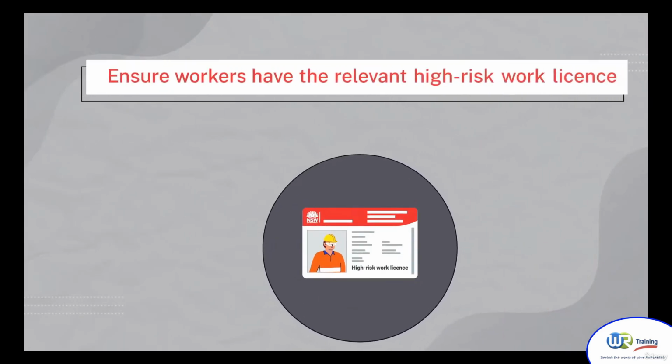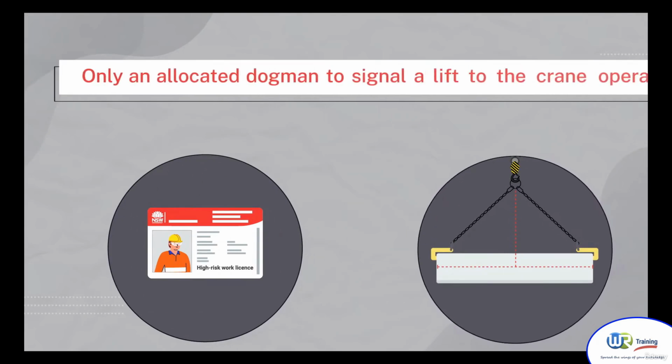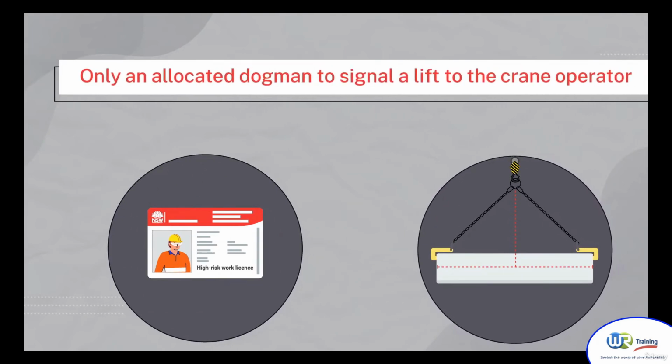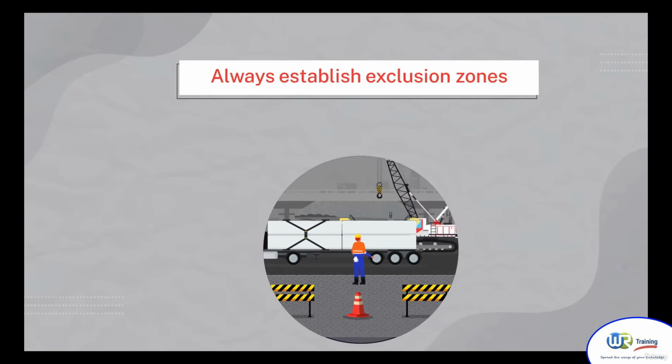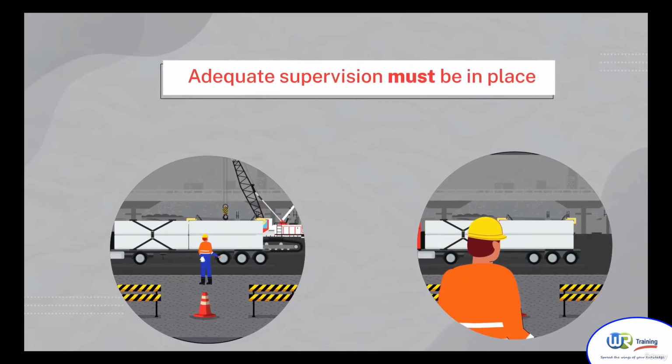A person must not carry out a class of high-risk work unless the person holds a high-risk work license for that work. Only an allocated dogman is to signal a lift to a crane operator once the correct crane hook positioning is confirmed. When lifting with cranes, an exclusion zone is to be in place to prevent crush injuries to workers from potential uncontrolled movement of loads. Workers should be adequately supervised to ensure that non-essential workers remain outside of the exclusion zone at all times.